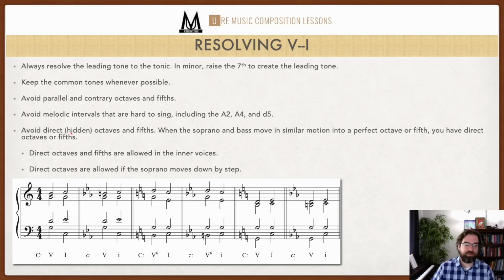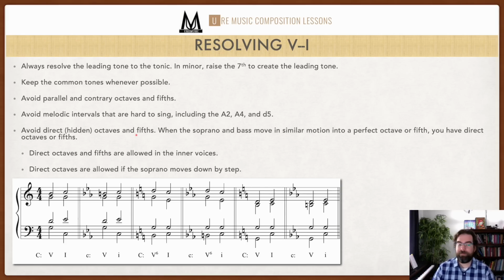You also want to avoid direct octaves and fifths. So direct octaves and fifths are when you move maybe from an interval of a 6 upwards into an interval of a fifth, or downwards into an interval of a fifth. So when you use similar motion into a fifth or an octave, that would be a hidden octave or fifth. It's hidden, sometimes called direct, because you don't actually see octave to octave motion or fifth to fifth motion. It's from some other interval, like a 6 into a fifth.